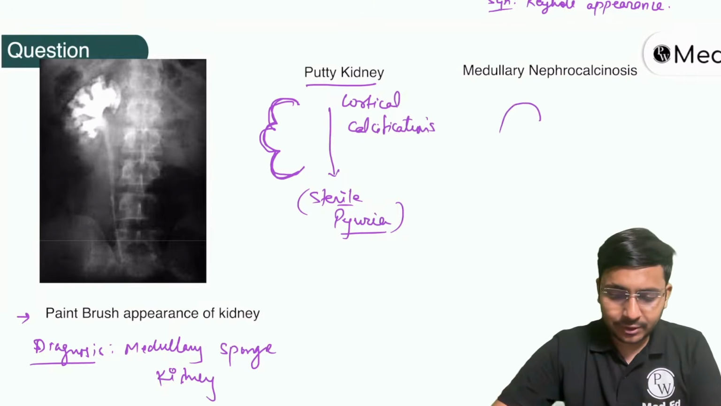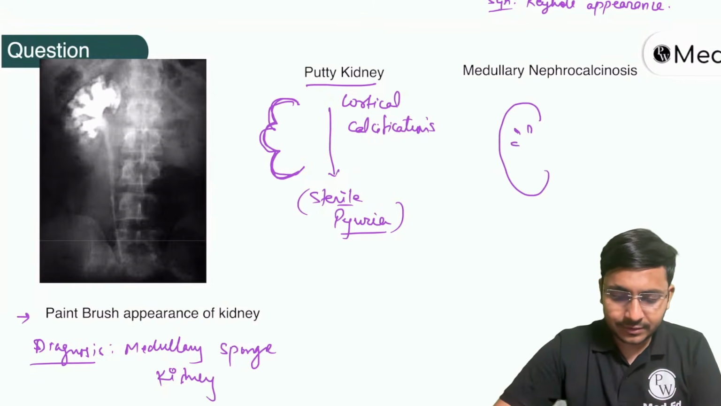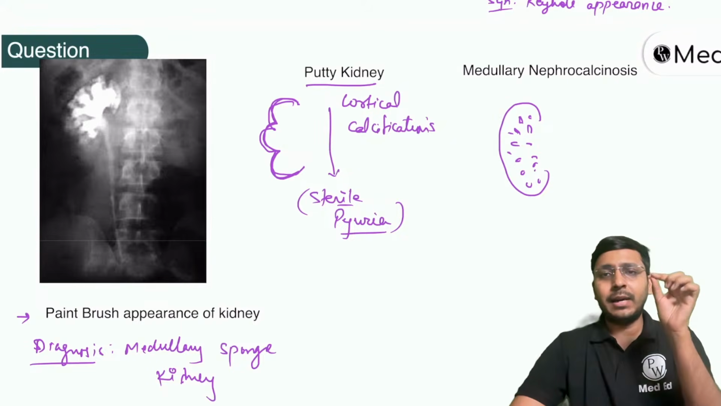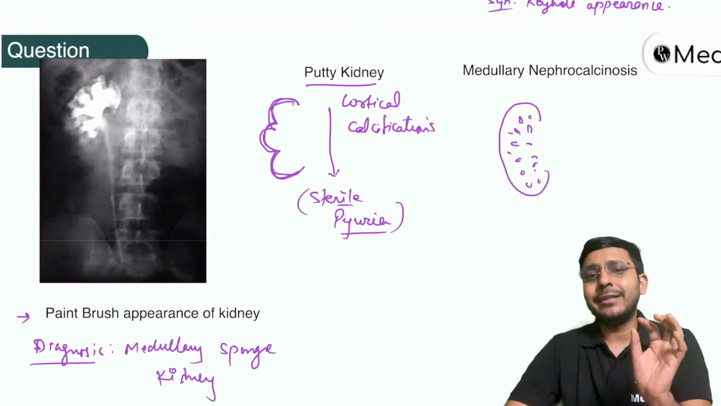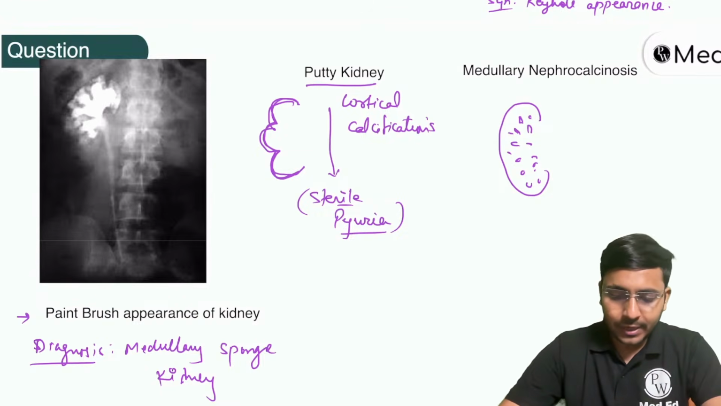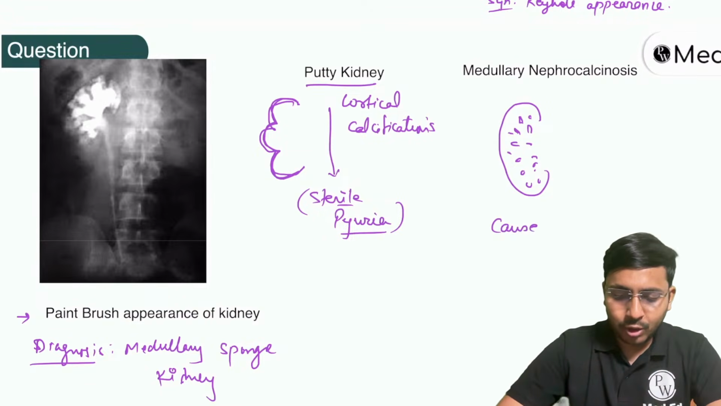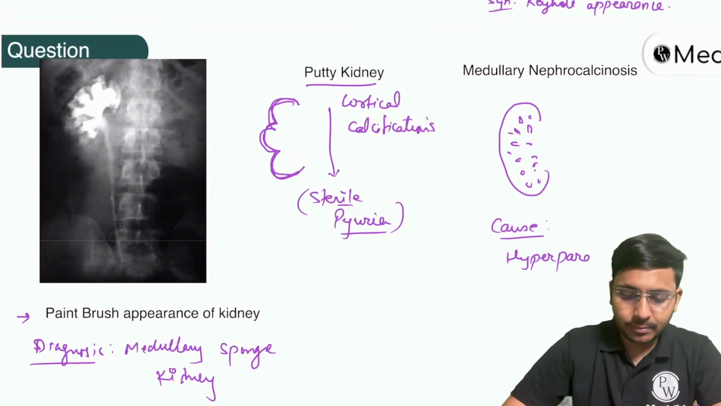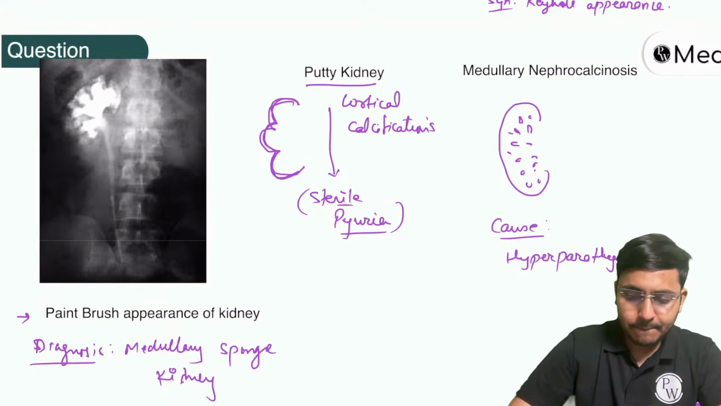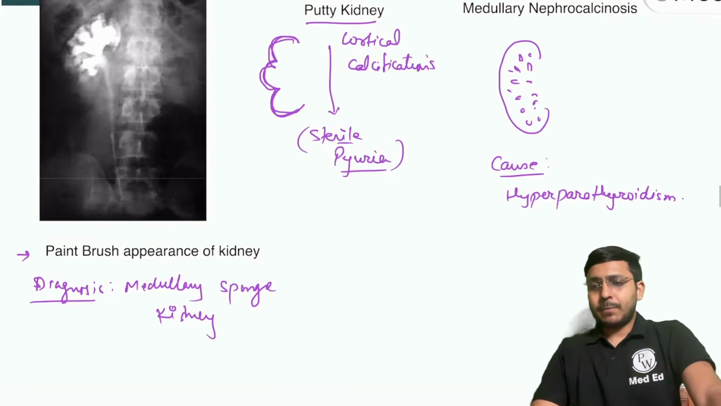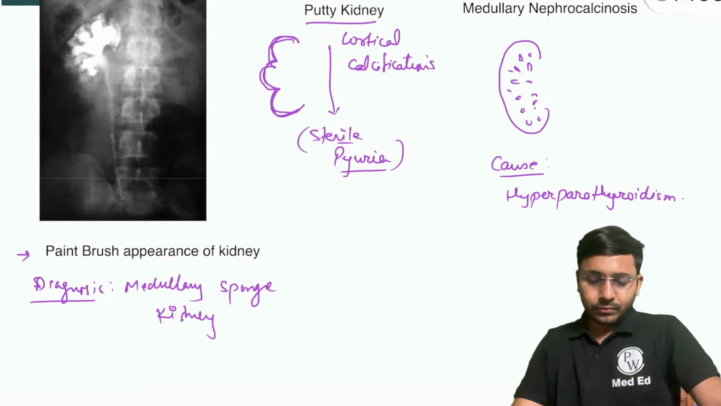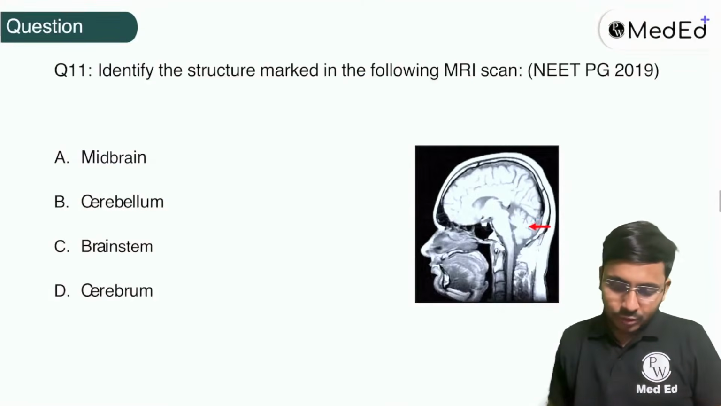Now, medullary nephrocalcinosis, you see calcifications in the region of medulla. So this is the typical X-ray that you get. Multiple dotted calcifications in the region of the kidney. This is medullary nephrocalcinosis, and the most important cause that you have to remember is hyperparathyroidism. Okay, next, let's move on.